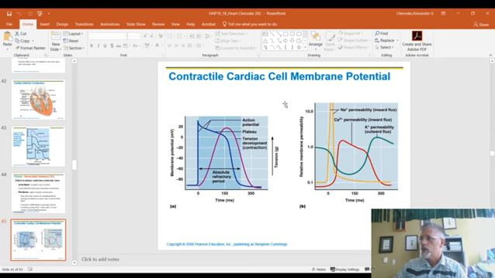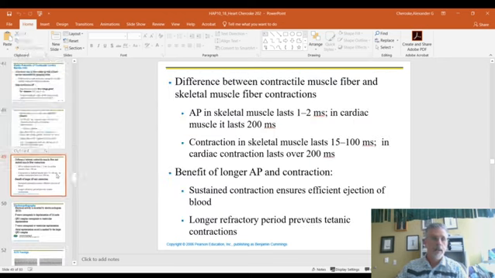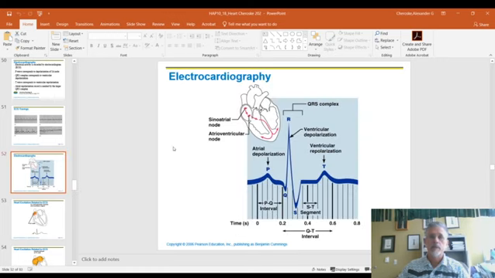Okay, so that is what we need in terms of our first one, where we're comparing the autorhythmic and the contractile cells with their action potentials. The next one that we need to go through is this one, right? So it's the ECG or the EKG, depending on where you're from. So in this case, we need to know the active waves and what's going on both electrically and mechanically.